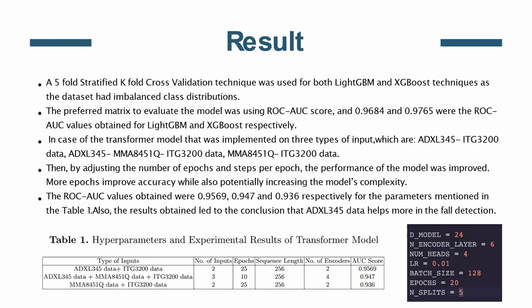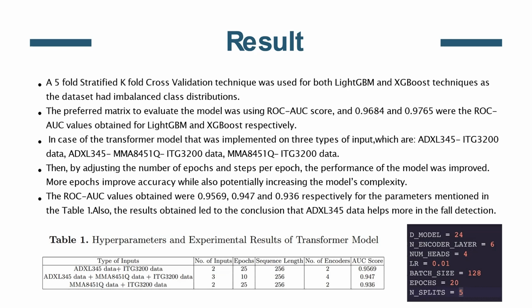Now to the results. Because the data set had imbalanced class distributions, both LightGBM and XGBoost techniques used a 5-fold stratified K-fold cross-validation technique. The ROC AUC score was used as the preferred metric for evaluating the model, and the ROC AUC scores for LightGBM and XGBoost were 0.9684 and 0.9765 respectively. This slight increase in the XGBoost score, despite the fact that it is lower than LightGBM in other respects, is due to a smaller data set. In the case of the transformer model, 3 types of input data were used: accelerometer, as we can see in Table 1, hyperparameters and experimental results of the transformer model.